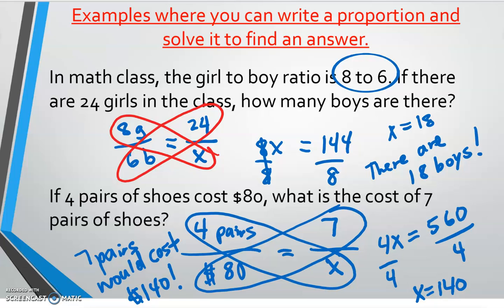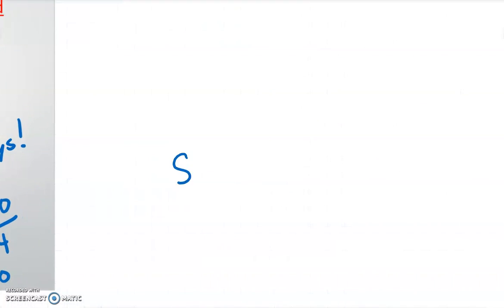Ladies and gentlemen, that's ratios and proportions. Always write a summary. So right now at the end of your notes, you need to skip a line and summarize everything that we just talked about in the notes today, and you will be done with the notes.